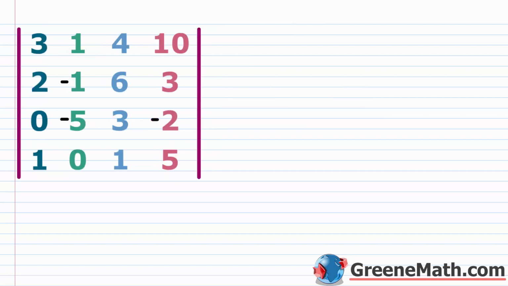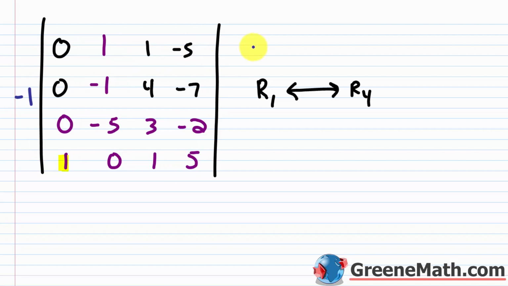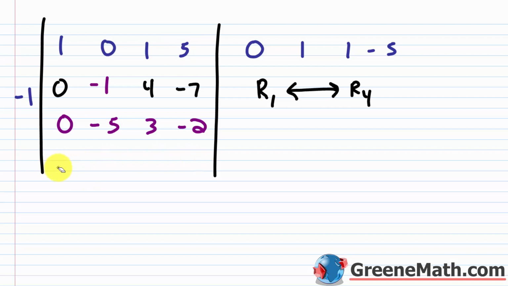Okay? So if we go back, let me copy this 0, 1, 1, and negative 5, so I can erase that. And let me grab this: 1, 0, 1, and 5. And then I'm going to write this in here: 0, 1, 1, and my negative 5. Okay? So we're good to go.